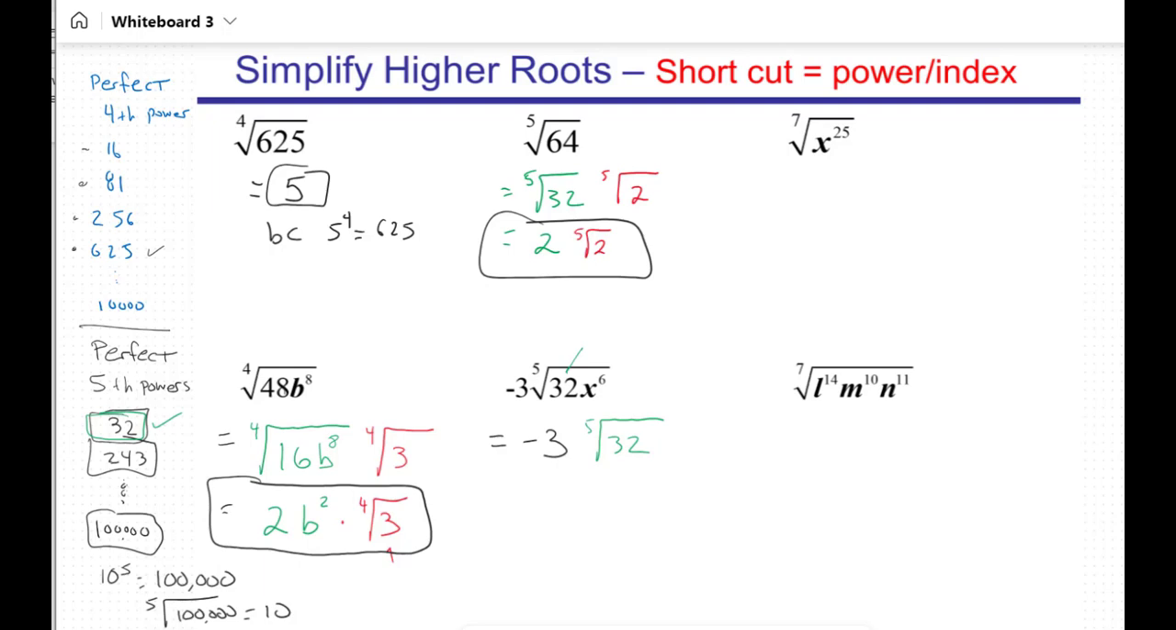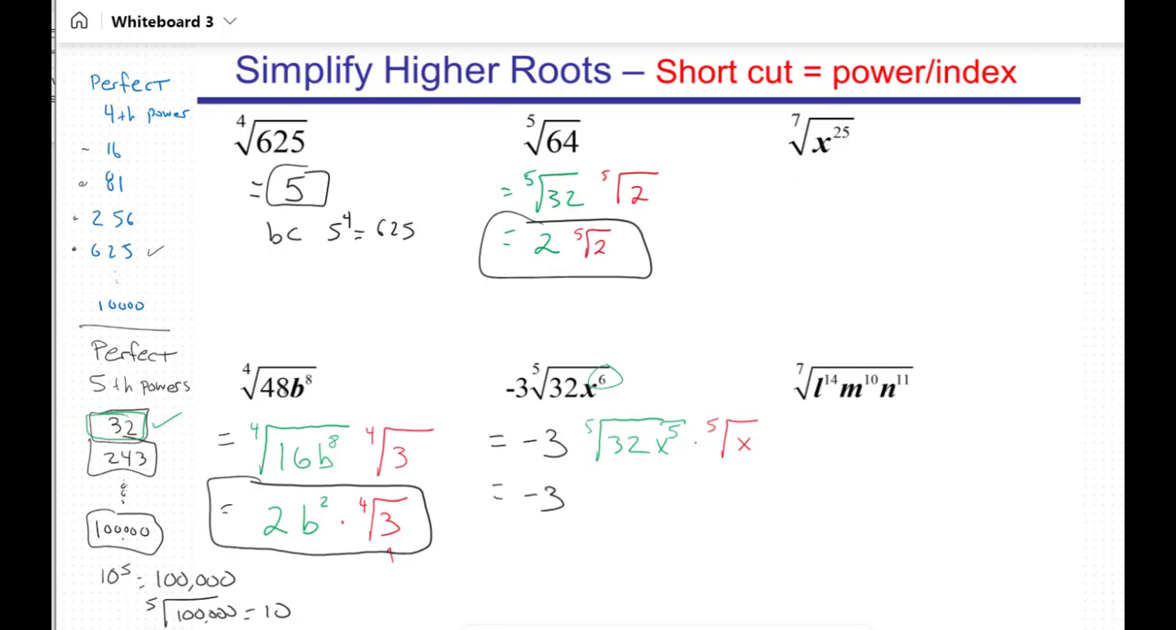Now, the fifth root cannot work on a sixth power. It won't work. Fifth roots undo fifth powers. They do not undo sixth powers. But we can break the sixth power up into a fifth power times a fifth root of 1 extra x, because x to the fifth times that extra x does make x to the sixth power. By separating the x's like this, we get a perfect power that we can simplify.